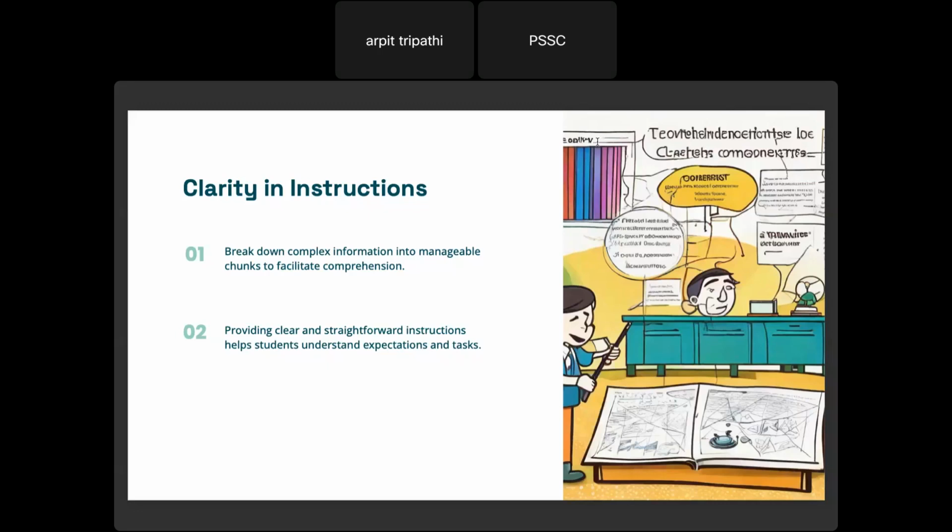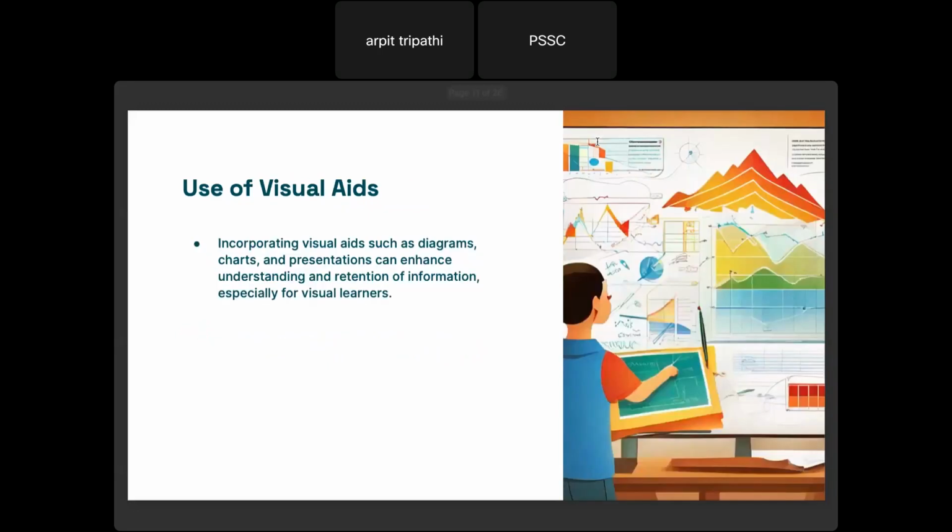Of course, if I have to talk about providing clear and straightforward instructions, of course it helps students understand expectations and tasks. How about the use of visual aids inside the classroom? As an educator, illustrating concepts with visual aids can help illustrate abstract concepts or ideas in a concrete and relatable manner.